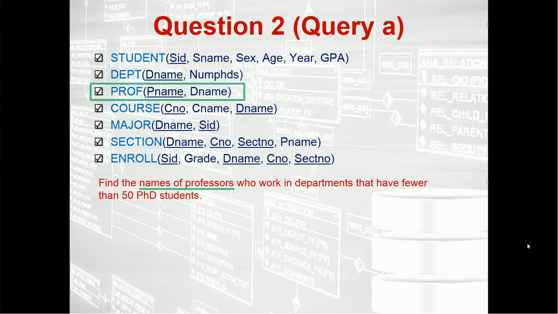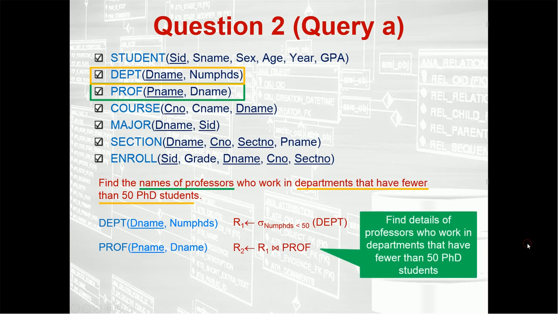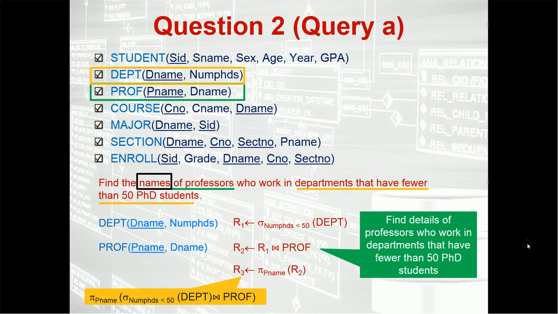First, we identify the relations needed to find the names of professors and that of departments that have fewer than 50 PhD students. These relations are professor and department, respectively. Observe that R2 finds the details of professors who work in departments that have fewer than 50 PhD students. However, what we need is only the names of the professors. Hence, we apply the projection operator on R2.